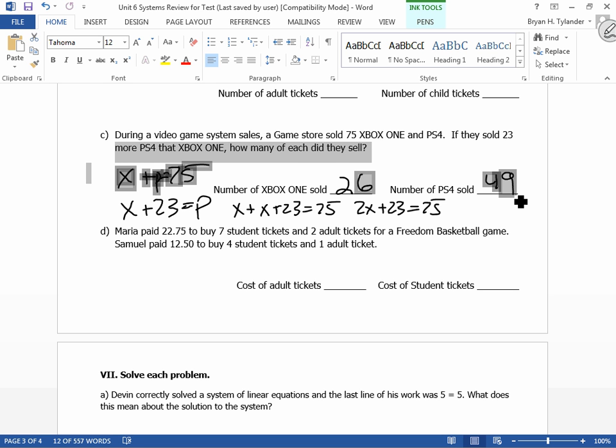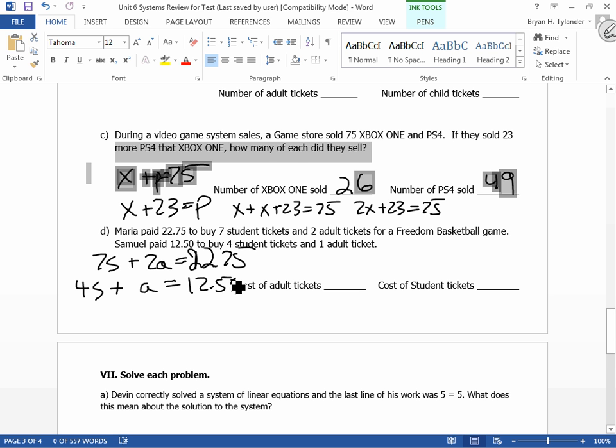For this one, Maria paid $22.75 to buy 7 student tickets and 2 adult tickets. Sam bought 4 student tickets and 1 adult ticket and paid $12.50. So there's your system of equations where S is the price of a student ticket and A is the price of an adult ticket. If you want to do this using elimination, you would multiply this equation by 2, then the coefficients of the A's would be the same, and you subtract them, and your final answer should have been 3.5 and 2.25.